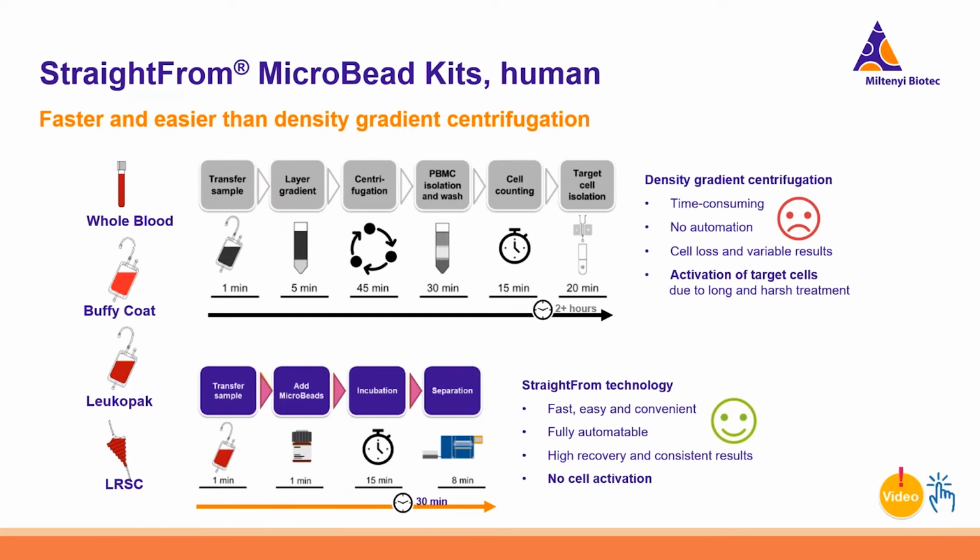The alternative to density gradient centrifugation is Miltenyi's StraightFrom technology. Hereby, cells can be directly isolated from blood products in a fast and easy way, without density gradient centrifugation, cell counting, or washing. The procedure is fast but gentle and can be fully automated. So, from sample to target cells in only 30 minutes. Fast, easy, and convenient.